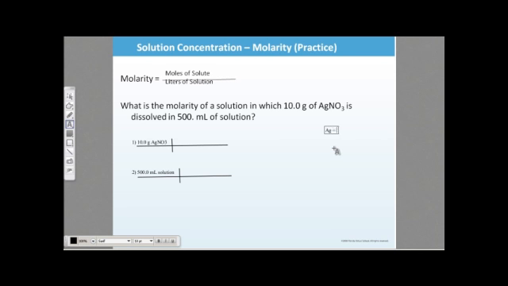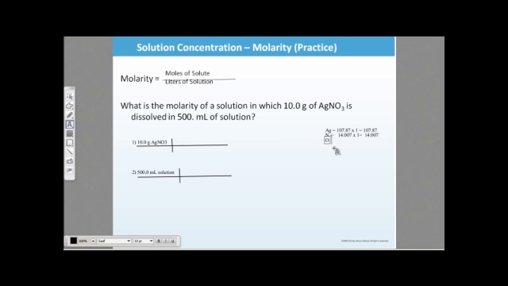All right, we go to our periodic table. Silver has a mass of 107.87. There is only 1 in the formula, so we just multiply by 1 and it stays 107.87. Nitrogen, same thing, go to our periodic table, and we have 14.007. There is only 1 of those, so we end up with 14.007.